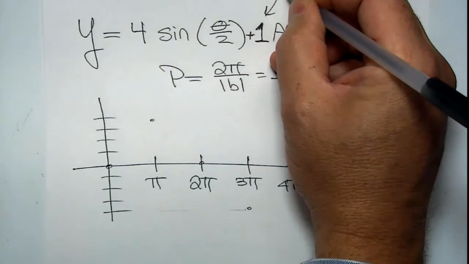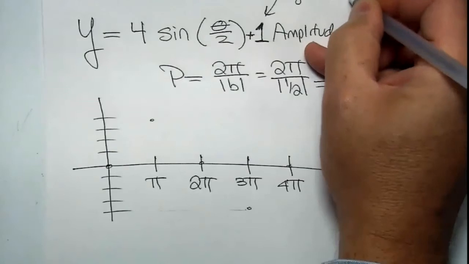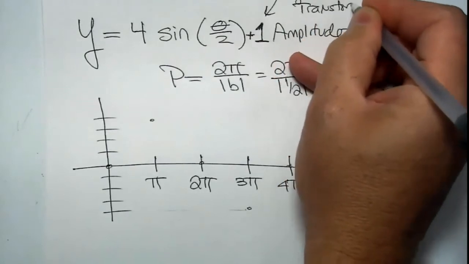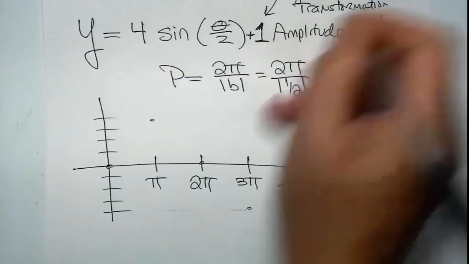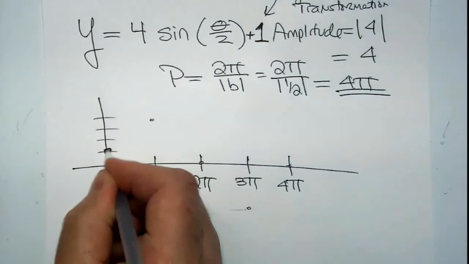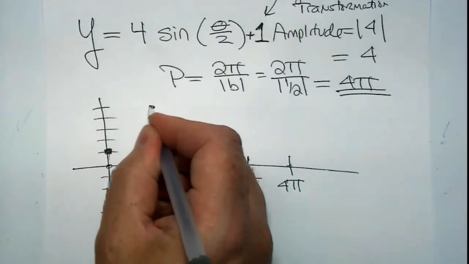So this is a rigid vertical transformation. And it's up by 1 unit. So let's take each of these points and shift them up 1 unit and put the real point there.